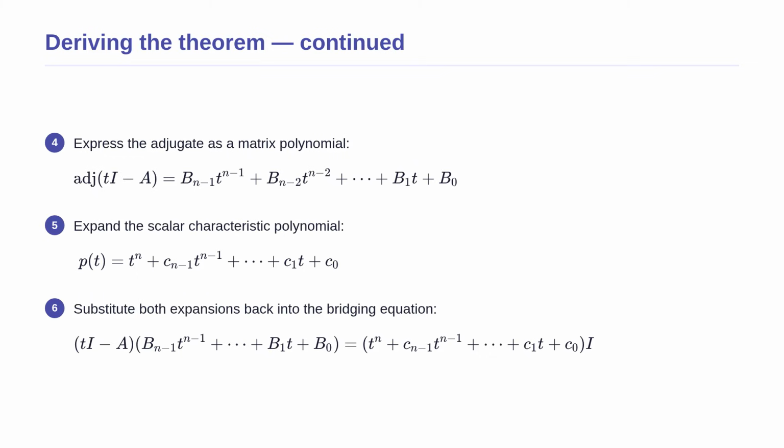The mathematical reasoning here is to compare the two sides. The left side is now a multiplication of two matrix polynomials, and the right side is our scalar polynomial multiplied by the identity matrix. This connects directly to our next step of matching terms.